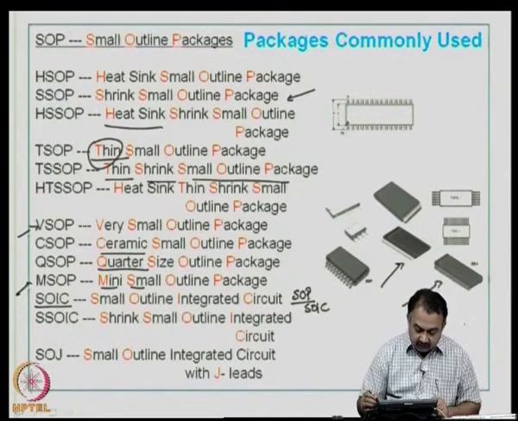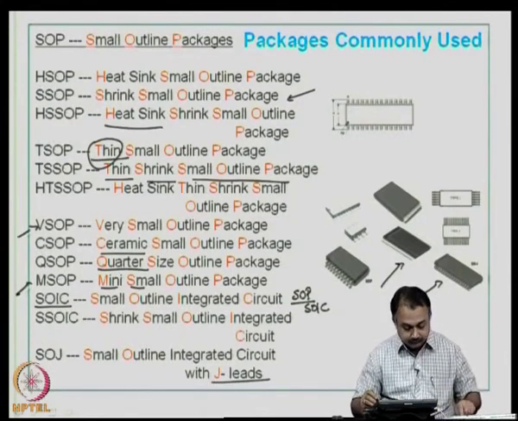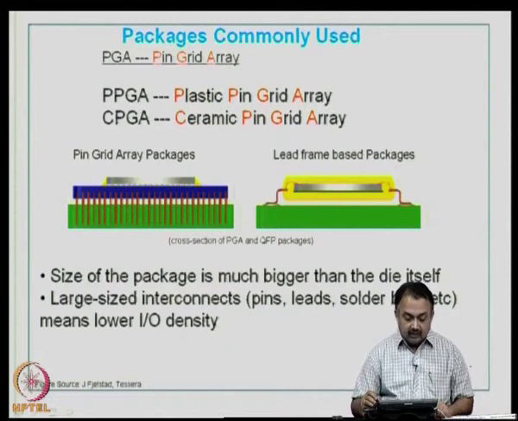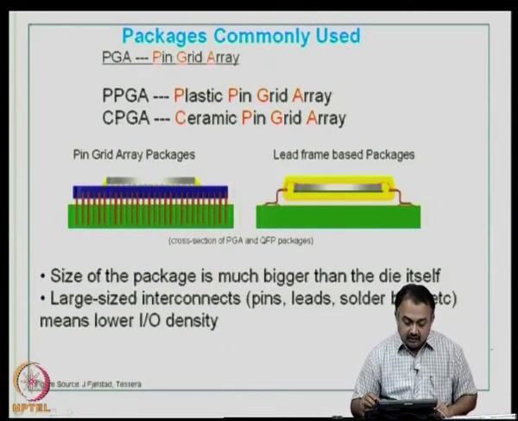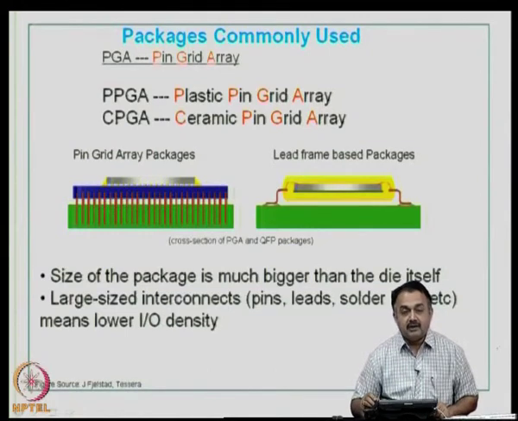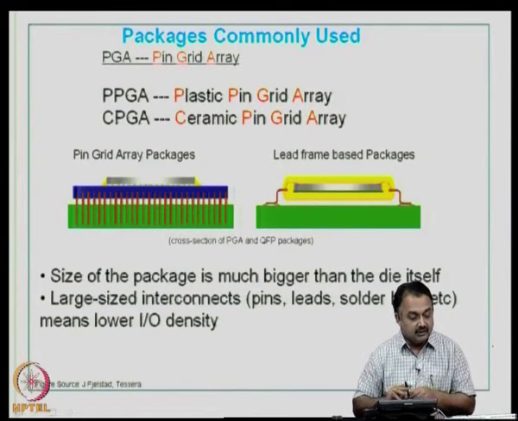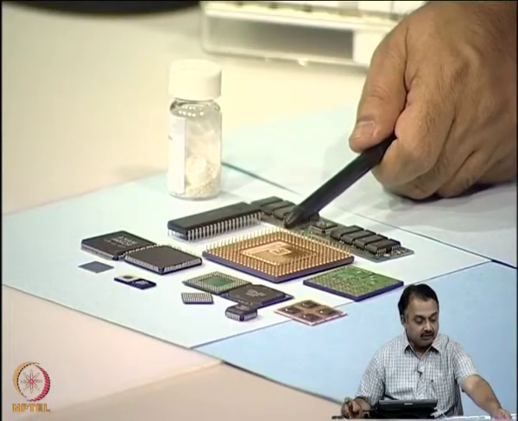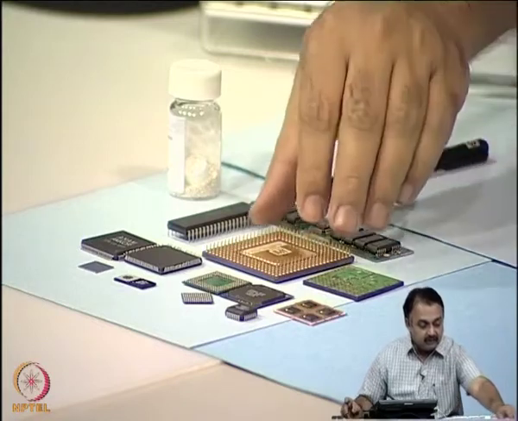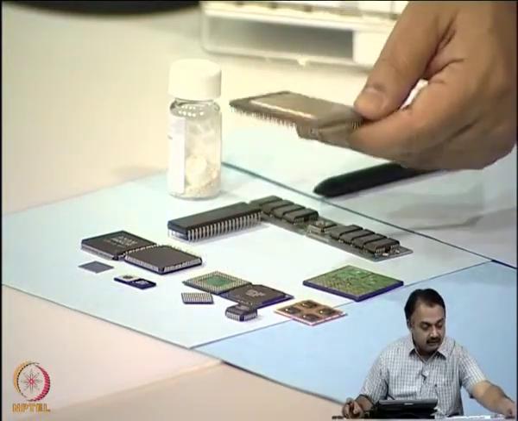Then you have SSOIC and SOJ with J leads. Then comes the pin grid array packages, which provided packages with very large pin count and a very large die size, and usually these were very heavy. As you can see from this picture again, I have shown this Intel processor.